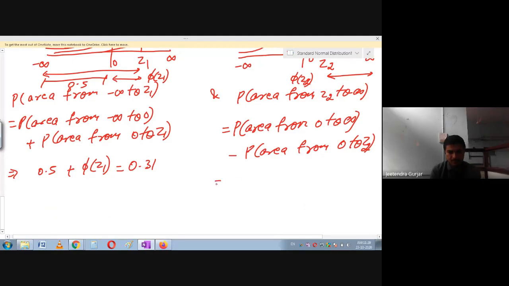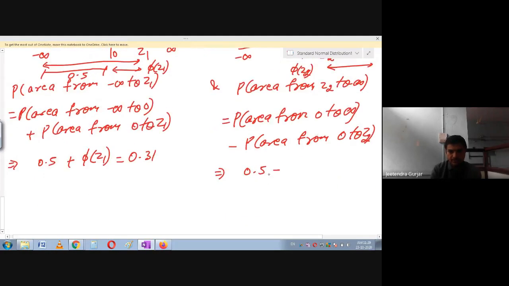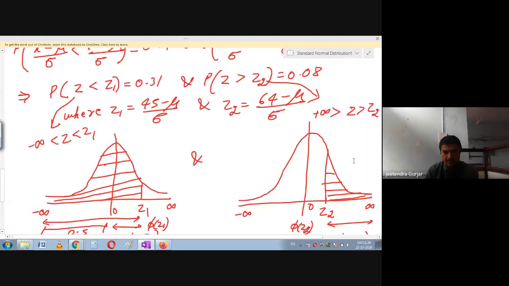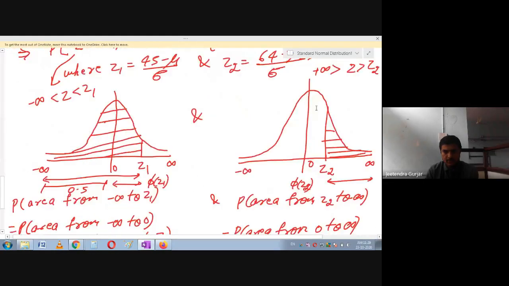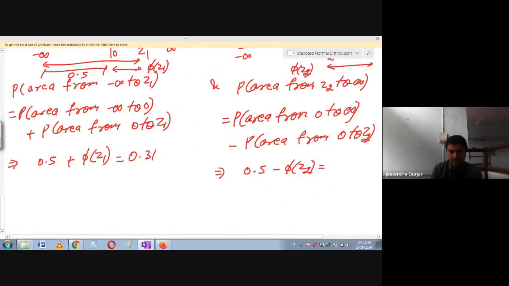Similarly, what will be here, students? Again, I'm going to take the area from 0 to infinity, which will be 0.5 minus the probability of the area from 0 to z2, that is phi of z2. I can see the probability of z greater than z2 is 0.08, so I'll write the value 0.08 here. Till here you can understand this.